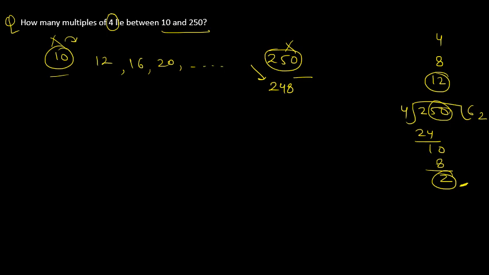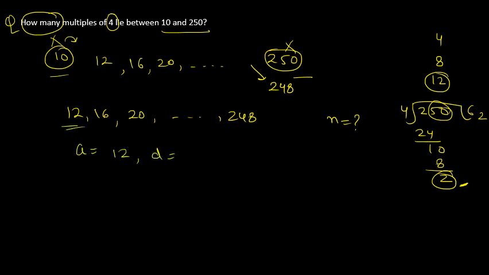Now, this is your AP. Now you can solve it just like the previous example, because you have to find out how many numbers, that means n is to be found out. What is given to you here? a, the first term, is 12. d, because these are multiples of 4, the difference will also be 4. And an, the last term, is given to you, which is 248.